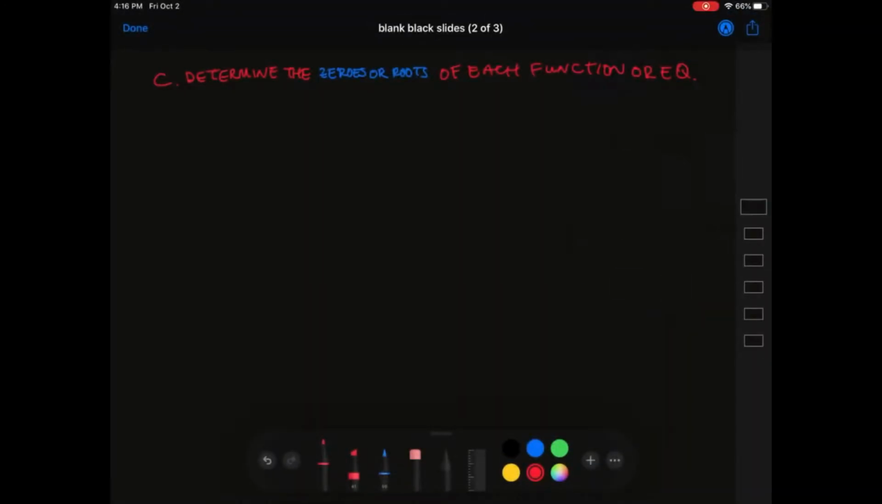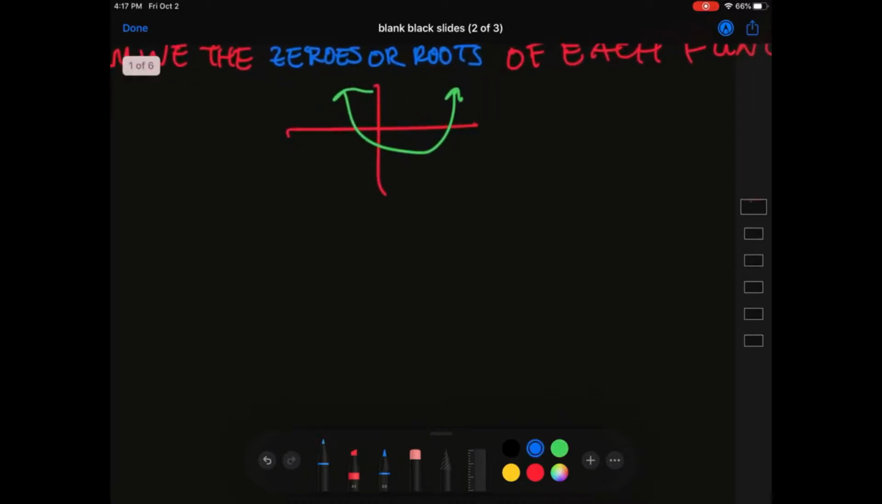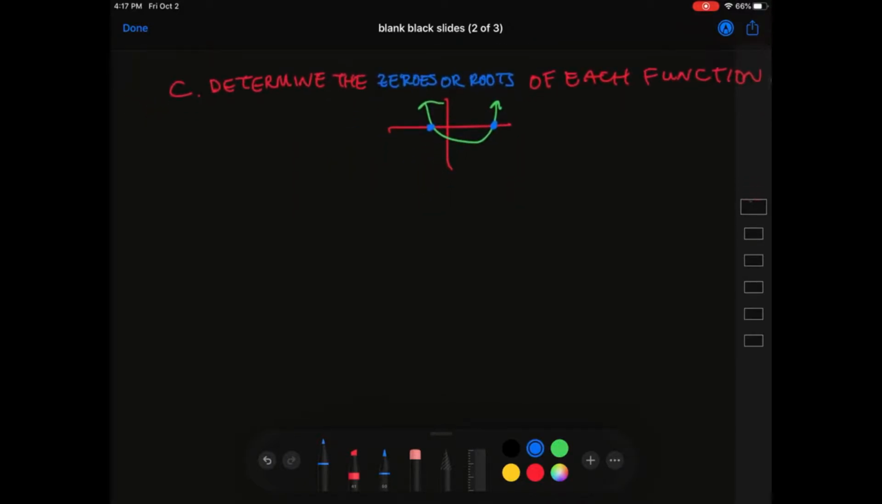Determine the zeros or roots of each function or equation. Remember that the roots or the zeros are places where they cross the x-axis right here. All right, let's go ahead and do question number C1. F of x equals x squared plus 3x minus 5.